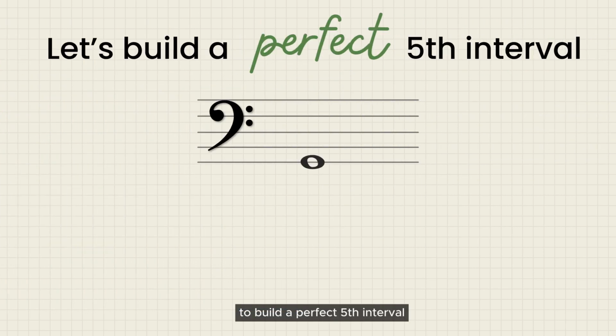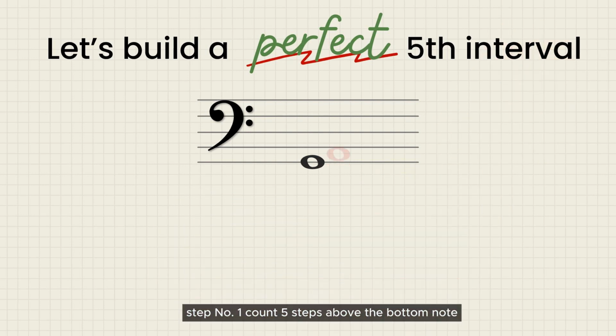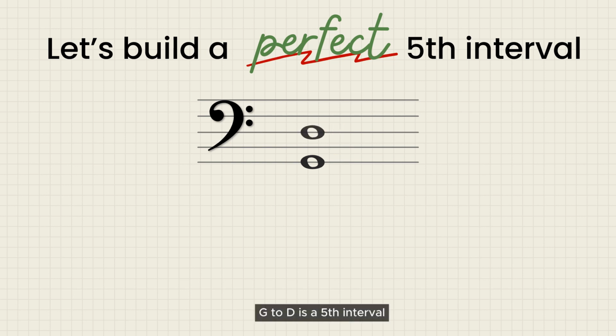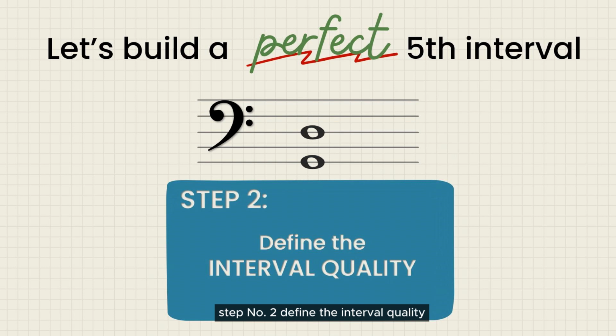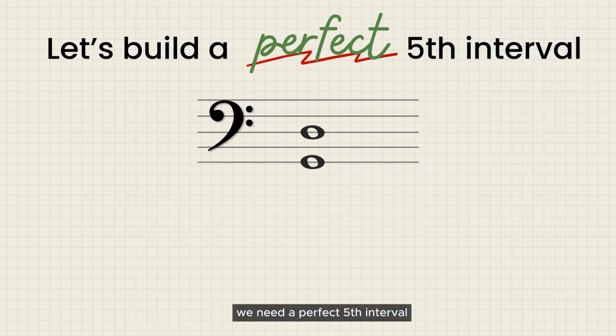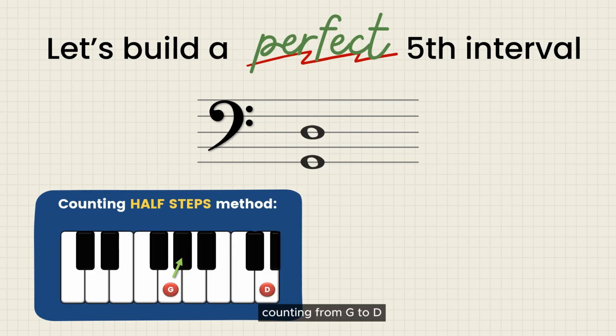To build a perfect fifth interval, consider G as the bottom note. Step number 1. Count 5 steps above the bottom note. G to D is a fifth interval. Step number 2. Define the interval quality. We need a perfect fifth interval, which in the half step method consists of 7 half steps. Counting from G to D. 1, 2, 3, 4, 5, 6, 7. We find that G to D is a perfect fifth, requiring no accidentals.